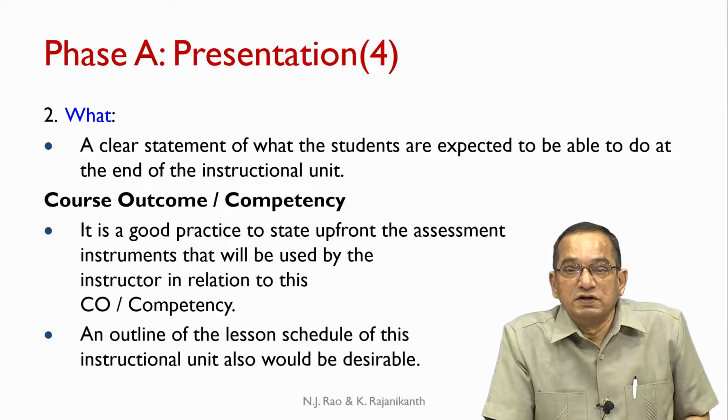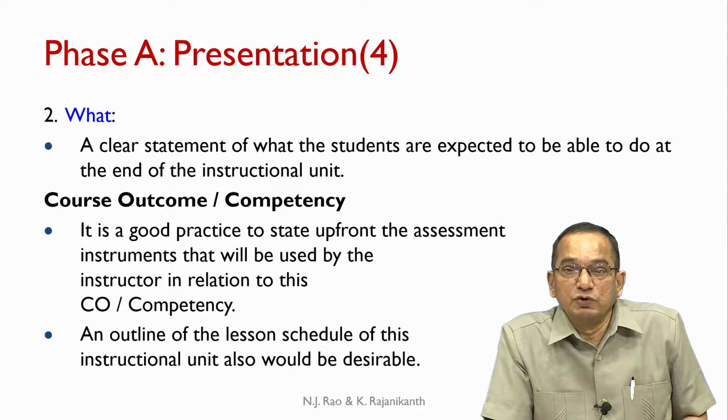What? This activity is to essentially make it clear upfront to the students as to what it is that they are expected to be able to do at the end of the instruction unit. We have been calling this the course outcome, or when the course outcome is expanded further into a set of competencies, we are calling this a competency. So, a clear statement of a course outcome or competency is always helpful.